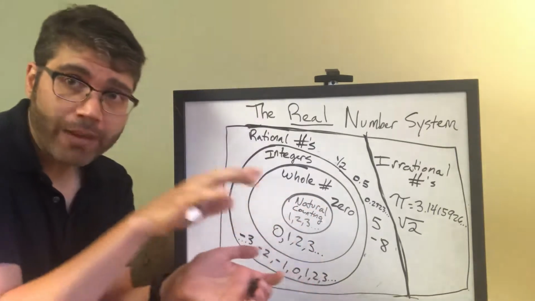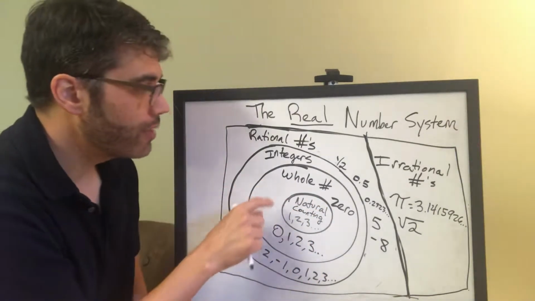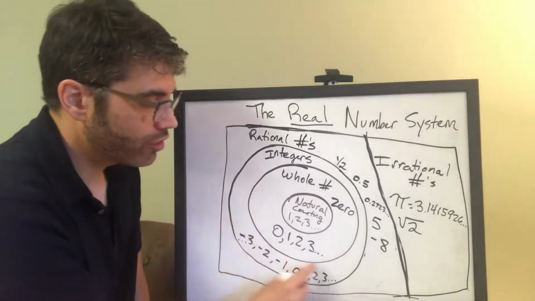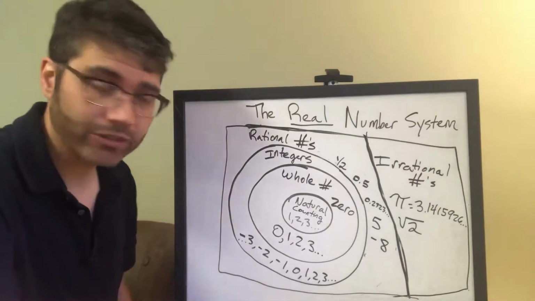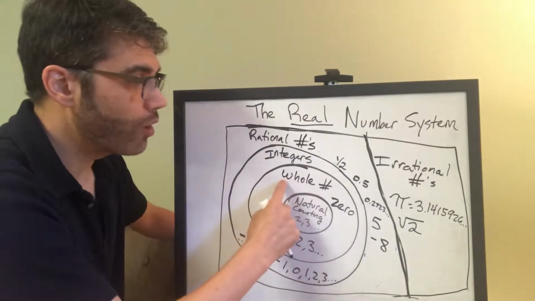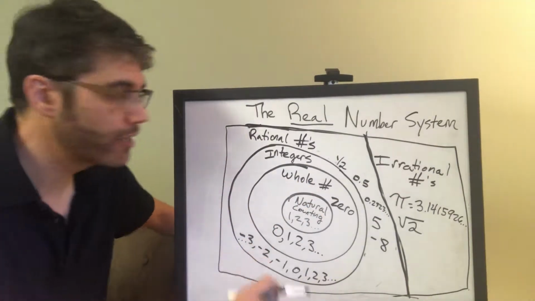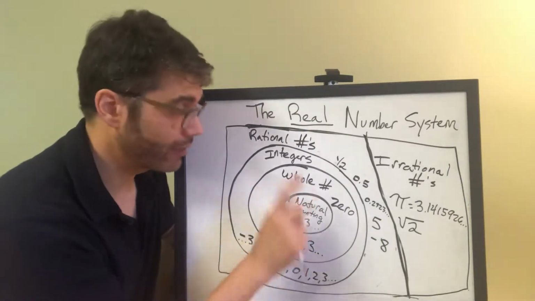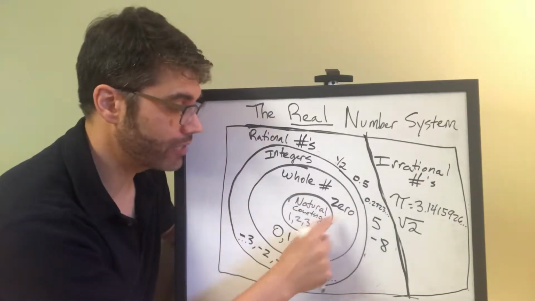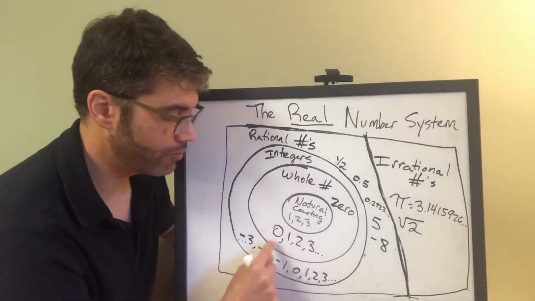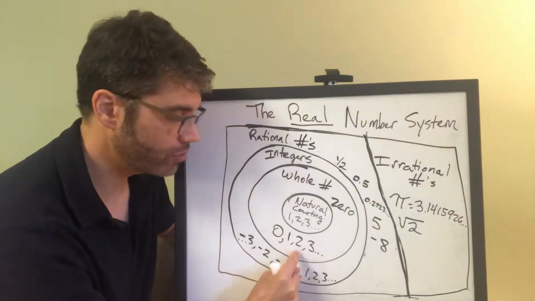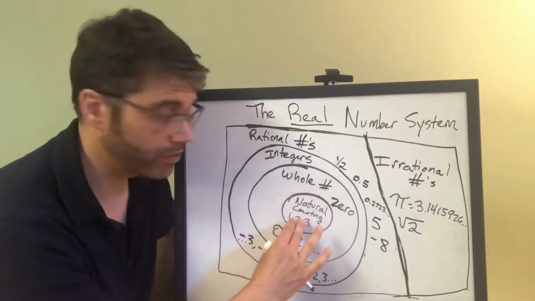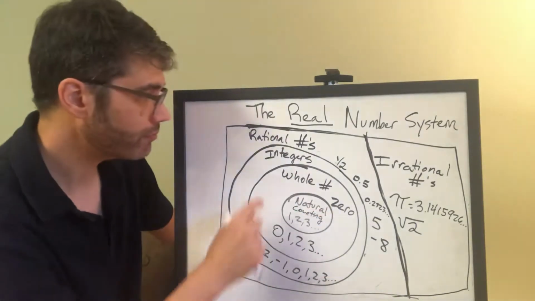Then if we pull back, if we expand, then we'll see that we also have a circle that surrounds the natural numbers. And that circle would be whole numbers. And whole numbers are all of the natural numbers, including an additional number 0. So whole numbers, an example, would be 0, 1, 2, 3, up into infinity. So whole numbers encompass natural numbers plus 0.